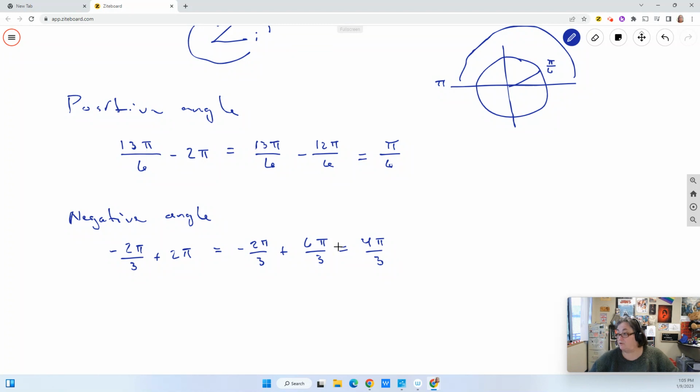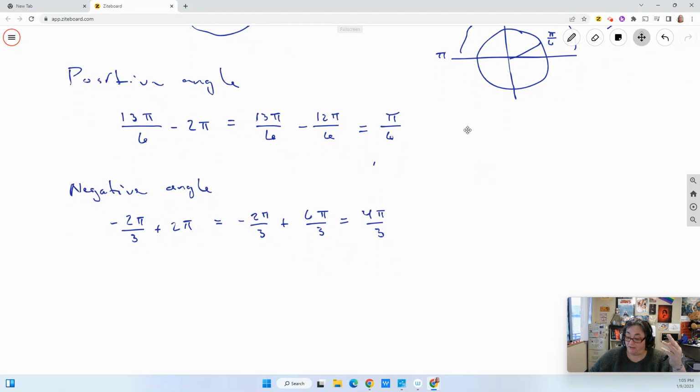So in your assignment, when we're talking about coterminal angles, you'll usually be asked to find two, one positive and one negative, right?